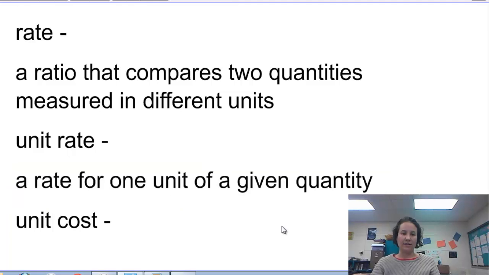A unit rate is anytime you have a rate for 1 unit of a given quantity. So if you're talking about miles per hour, you're talking about per 1 hour, that's a unit rate. Or miles per gallon that a car would get, that's per 1 gallon, another unit rate.